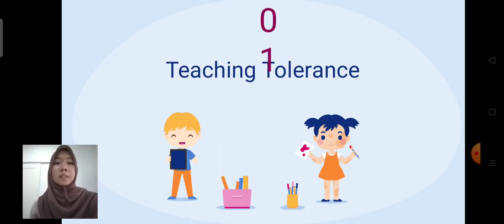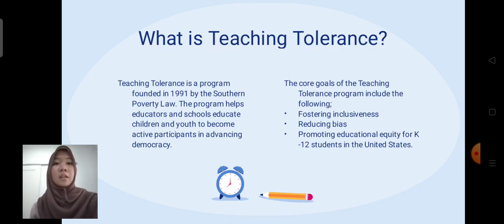The first one, I will explain about teaching tolerance. So what is teaching tolerance? Teaching Tolerance is a program founded in 1991 by the Southern Poverty Law Center. The program helps educators and schools educate children and youth to become active participants in advancing democracy. The core goals of the Teaching Tolerance program include the following: fostering inclusiveness, reducing bias, and promoting educational equity for K-12 students in the United States.